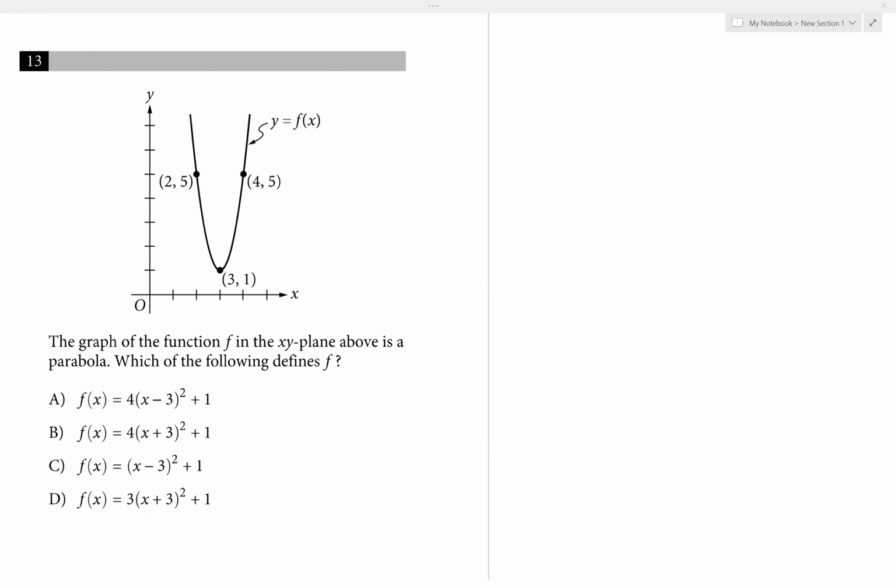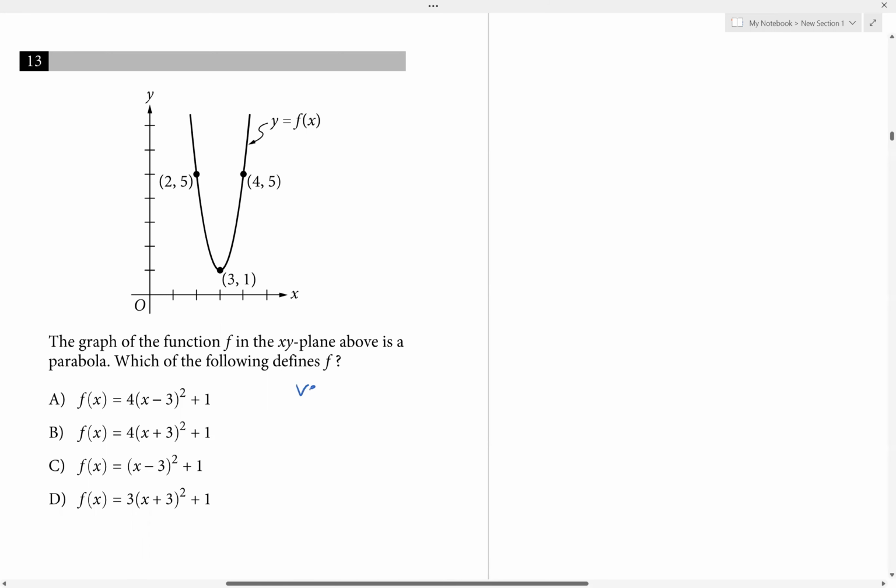At number 13, the graph of the function f in the xy plane above is a parabola. Which of the following defines f? Okay, so we're looking for an equation to represent this graph and to define this parabola. And look at all these equations, they are all in the vertex form.